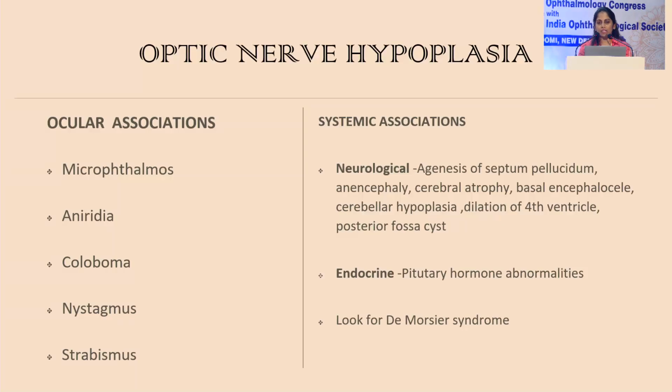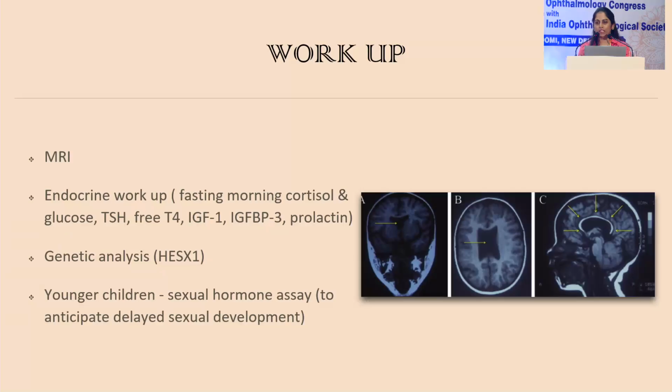So whenever you see a child with optic nerve hypoplasia, do these workups. Do an MRI to find out the underlying malformations in the brain, and do an endocrine workup, which includes all the pituitary hormones, that is the fasting morning cortisol, glucose level, TSH, and prolactin levels. Some of the optic nerve hypoplasia are associated with genetic background, so you can go for a genetic analysis. The common gene associated is HESX1. In younger children, you can do a sexual hormone assay, because you can predict that they can have a sexual developmental delay by doing these hormonal assays.